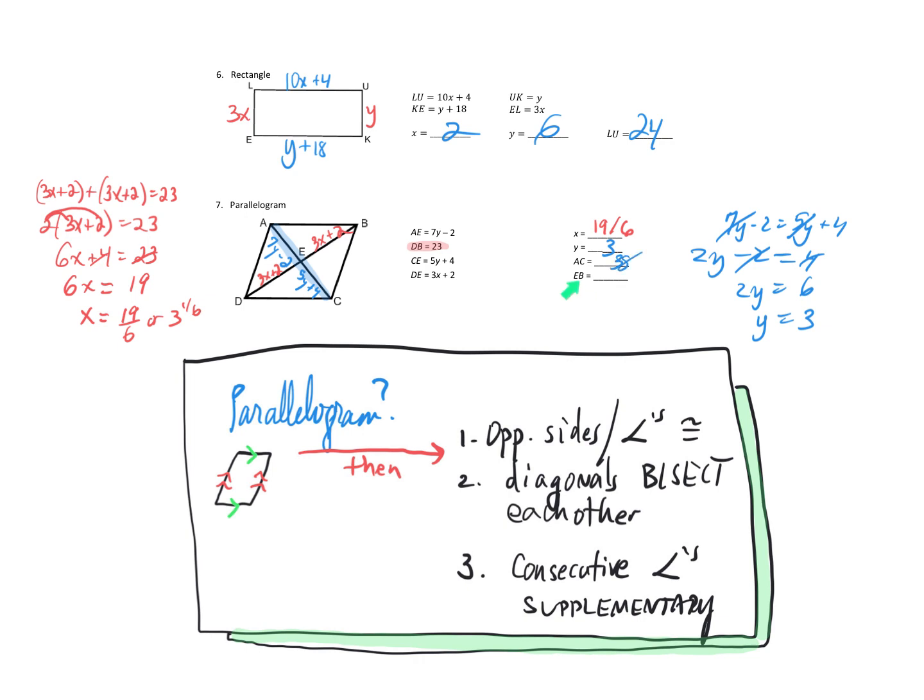And for EB, well, that's just this distance from E to B. It's 3x plus 2. Well, x is equal to 19/6. So 3 times 19/6 plus 2, well, that's equal to 19 halves, or 9.5, plus 2. So that would be 11.5. And that's how we do number 7.